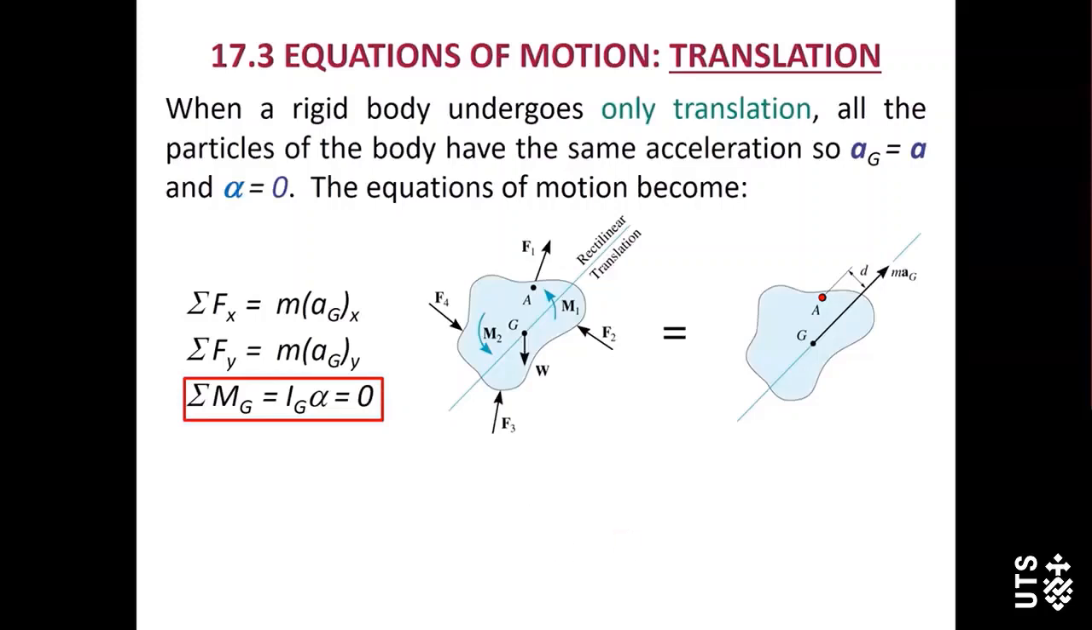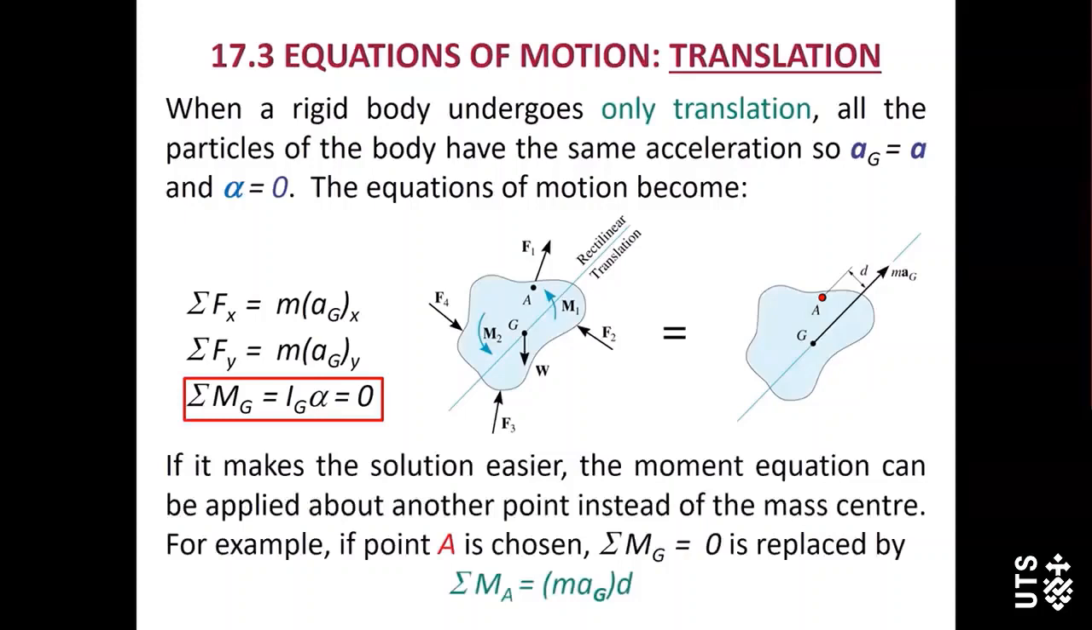If point A instead of point G is selected, then what will happen? You will find if A is selected for calculating the rotational component, it will be like this. This time, it's not 0.